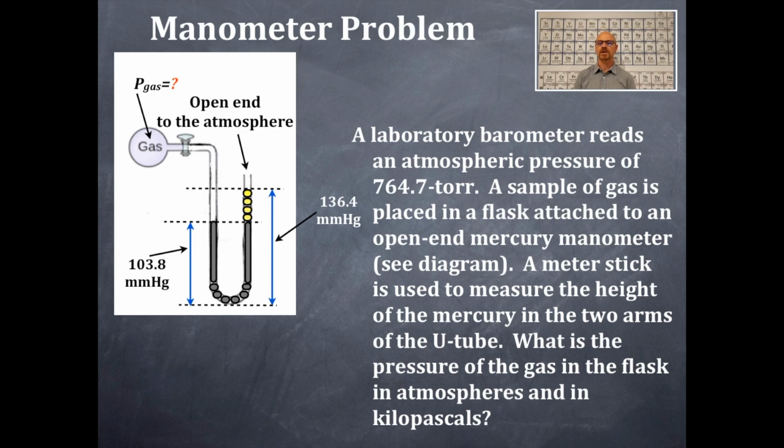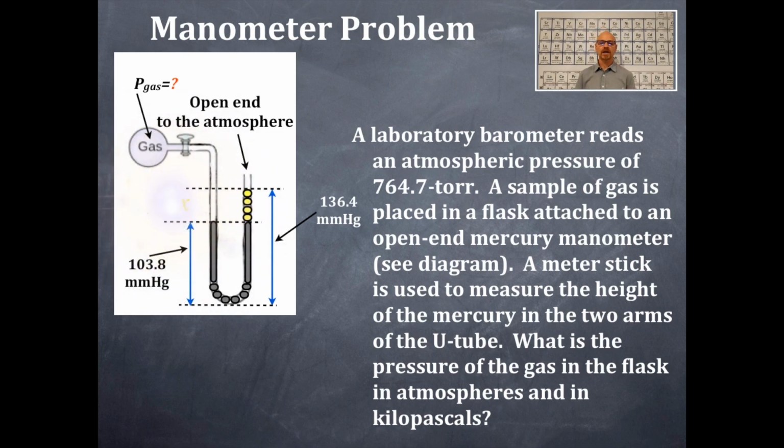So let me read the question for you as you follow the diagram. A laboratory barometer reads an atmospheric pressure of 764.7 torr. That's the atmospheric pressure. A sample of gas is placed in the flask attached to an open-ended mercury manometer. See the diagram. A meter stick is used to measure the height of the mercury in the 2 arms of the U-tube. What is the pressure of the gas in the flask in atmospheres and in kilopascals?